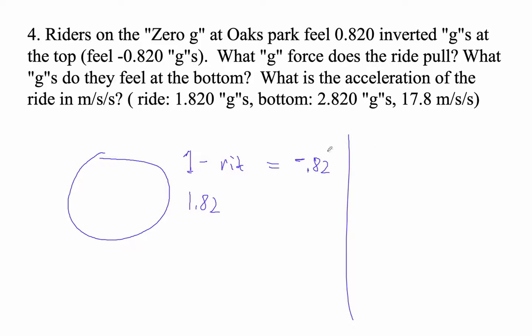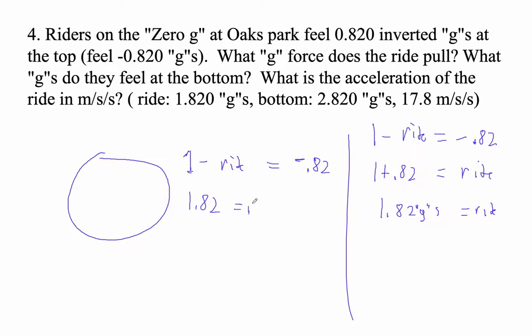Now if you want to math this, you're going to go 1 minus the ride equals negative 0.82, right? I'm going to add 0.82 to both sides, and subtract the ride from both sides. So 1 plus 0.82 is the ride. The ride is 1.82 G's.